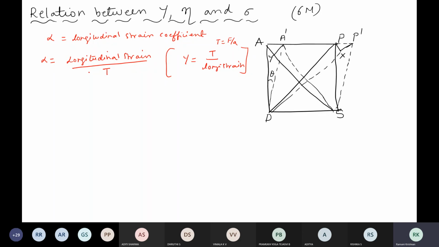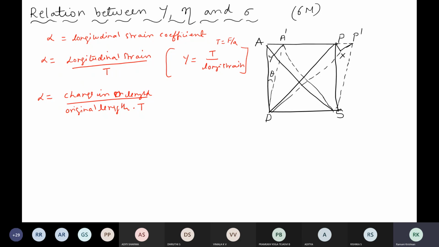Now see here, what is longitudinal strain? Strain means change in length. Change in length to the original length is strain. Here you need a little attention. Longitudinal strain is the increase in length or decrease in length by the original length. Any doubt here, students? It can be a decrease in length also, isn't it? But in this case, it is an increase in length.